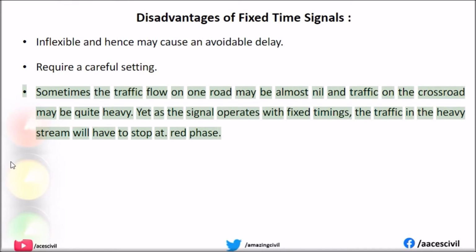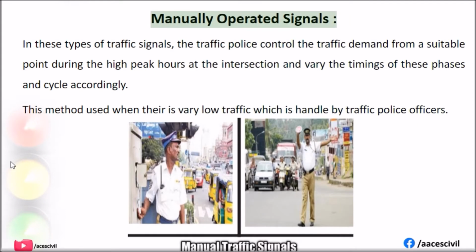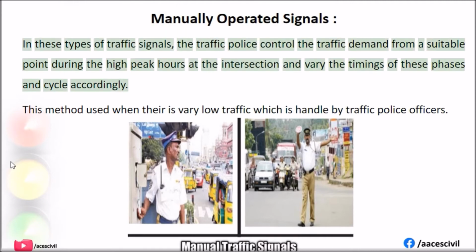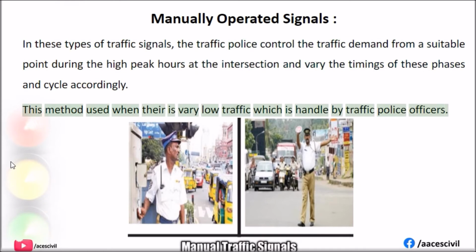Sometimes the traffic flow on one road may be almost nil and traffic on the crossroad may be quite heavy. Yet as the signal operates with fixed timings, the traffic in the heavy stream will have to stop in the red phase. Manually operated signals. In these types of traffic signals, the traffic police control the traffic demand from a suitable point during the high peak hours at the intersection and vary the timings of the phases and cycle accordingly. This method is used when there is very low traffic, which is handled by traffic police officers.